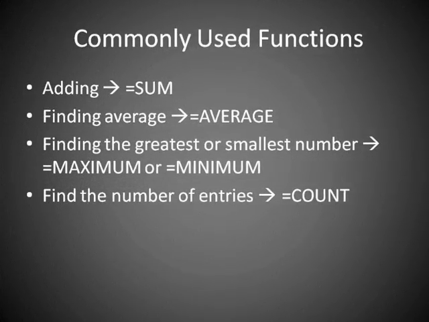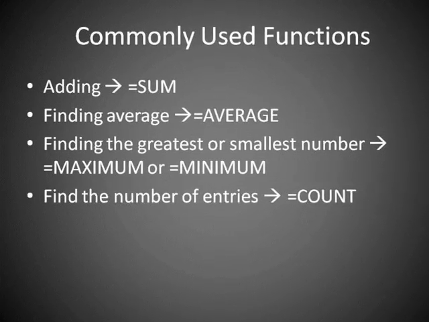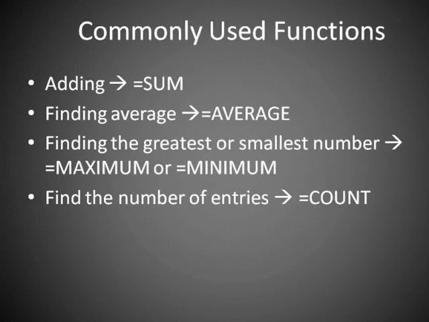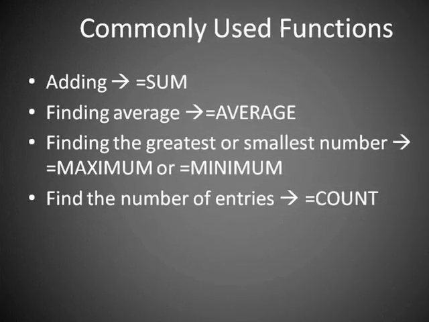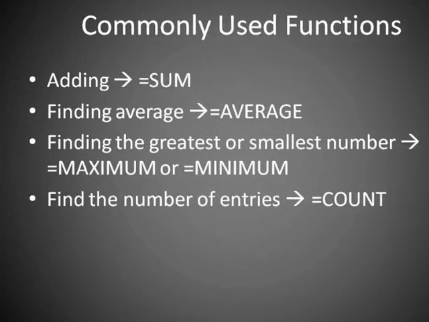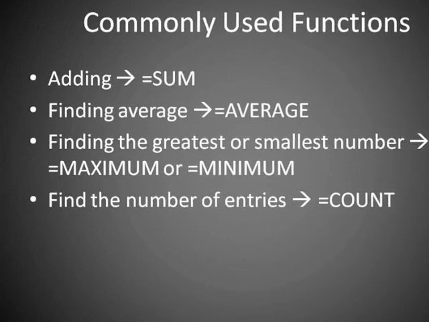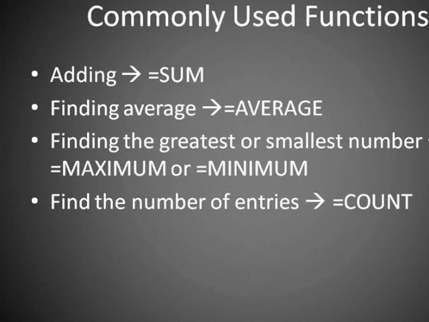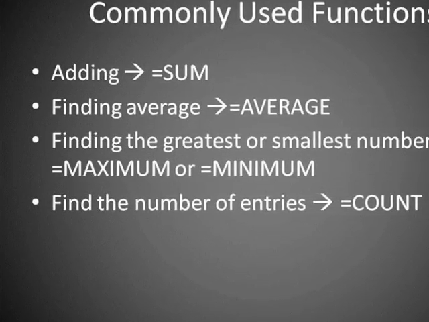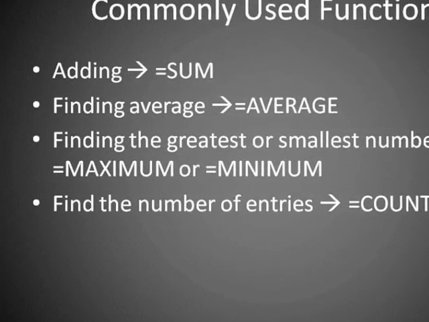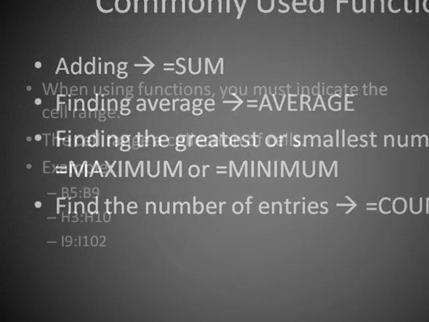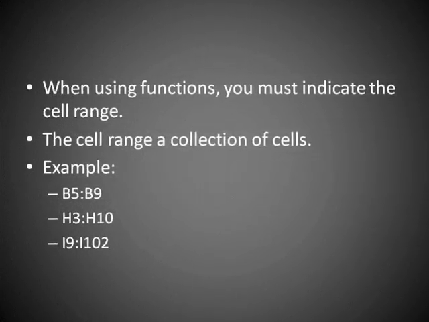Now, most commonly used functions, as stated in the previous slide: adding finds the sum, and finding average finds the average. To find the greatest or smallest, you'll use maximum or minimum. And to find the number of entries in a selection, you'll use equal count. It's also important when using functions to always remember to use your equal sign, else it will be a label.